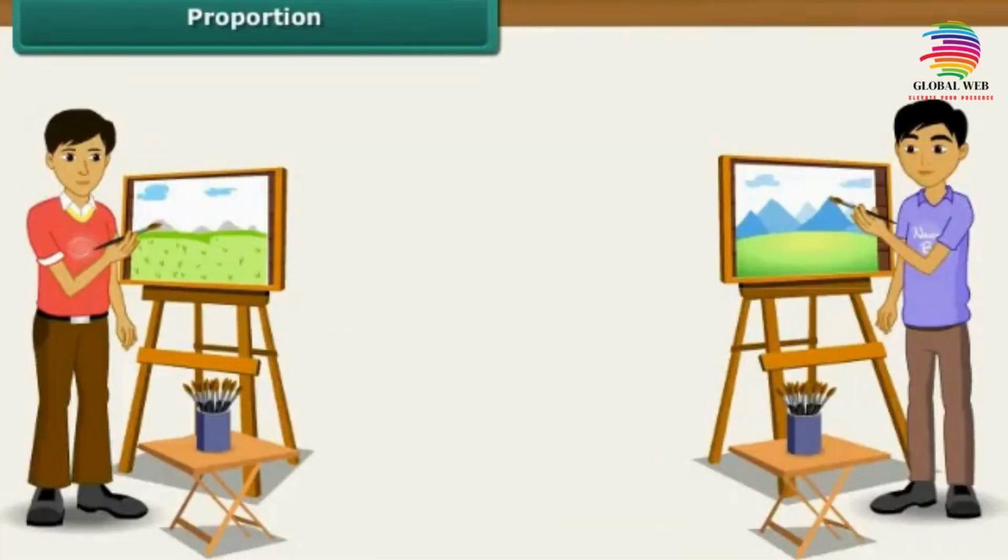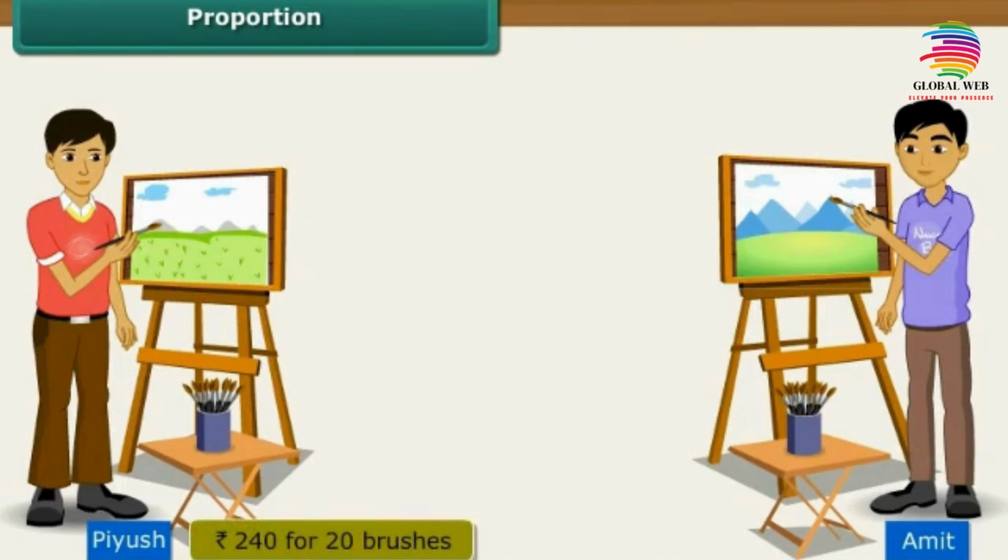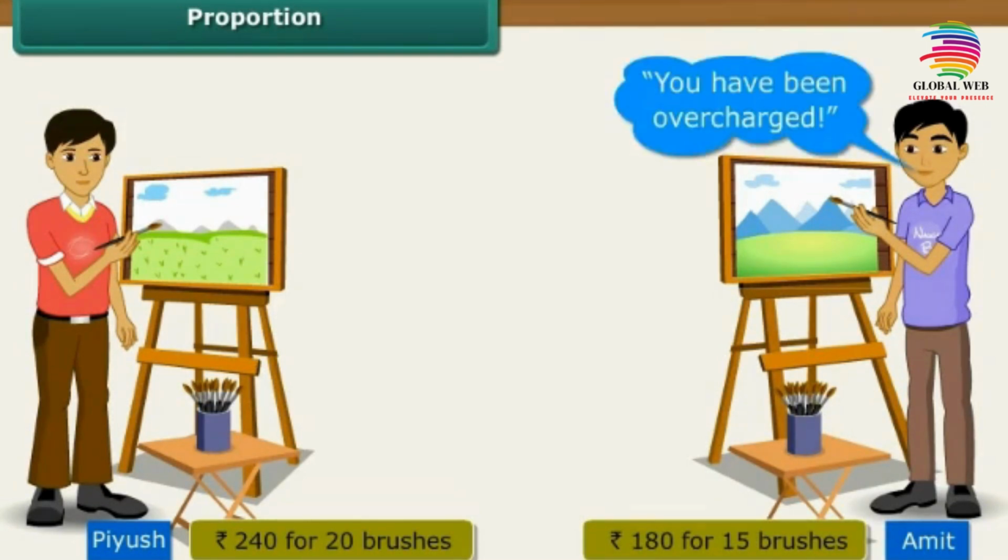Proportion. Piyush and Amit are excellent painters. Recently, Piyush bought 20 paint brushes for rupees 240 from a stationery shop. Amit bought 15 identical brushes for rupees 180 from the same shop. Amit claims that the shopkeeper overcharged Piyush. Is he right? Let us see.